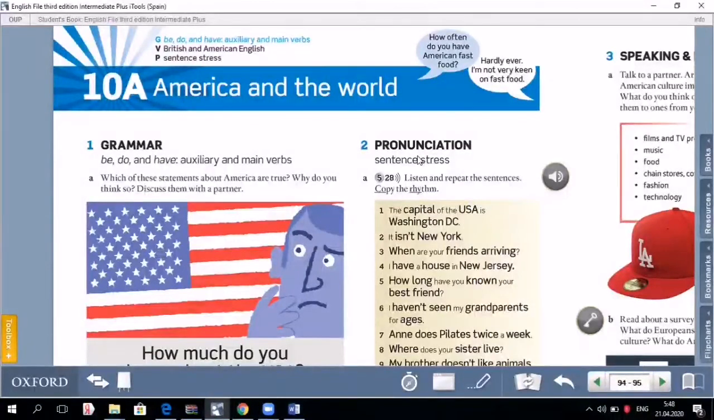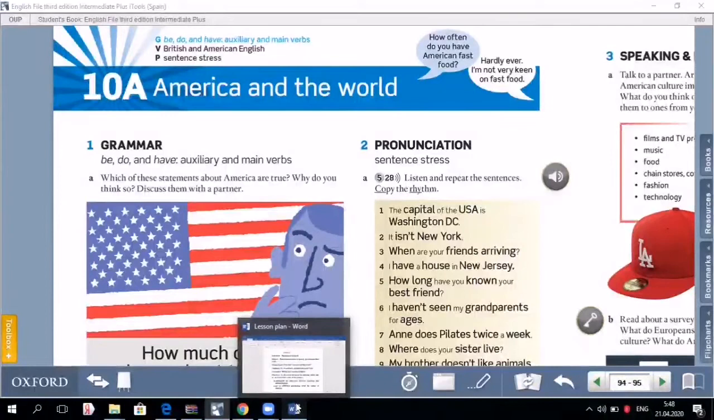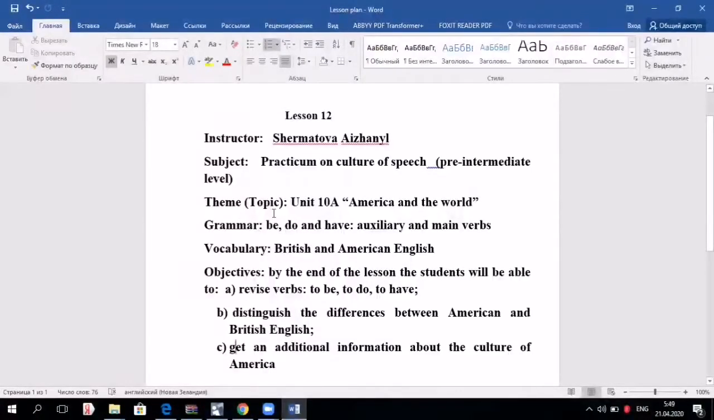The topic which I am going to present today is Unit 10, America and the world. You see this topic on the screen. Before taking our topic, let's define our objectives, okay? Today we are going to take the grammar theme: be, do, and have as auxiliary and main verbs. Then vocabulary: British and American English. Of course, we should put objectives here.